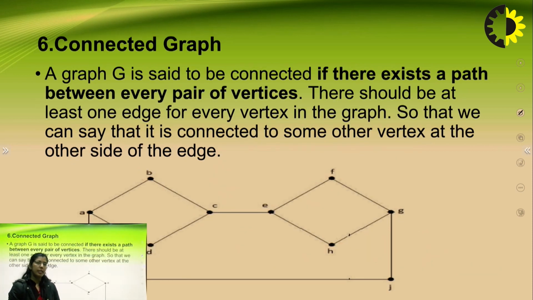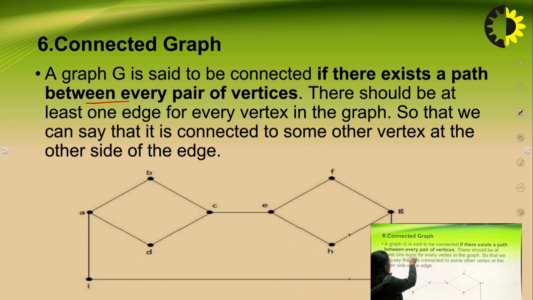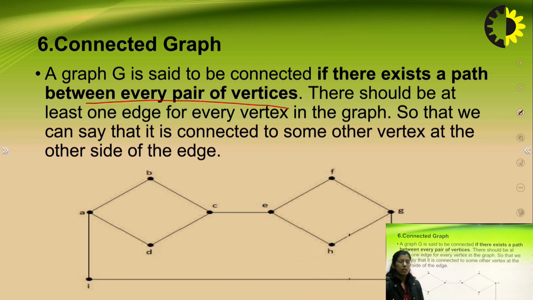Next one is a connected graph. It is a graph in which there exists a path between every pair of vertices. In simple terms, we can say if every vertex is reachable, then the graph is a connected graph. There should be at least one edge for every vertex in the graph, so that we can say it is connected to some other vertex at the other side of the edge.